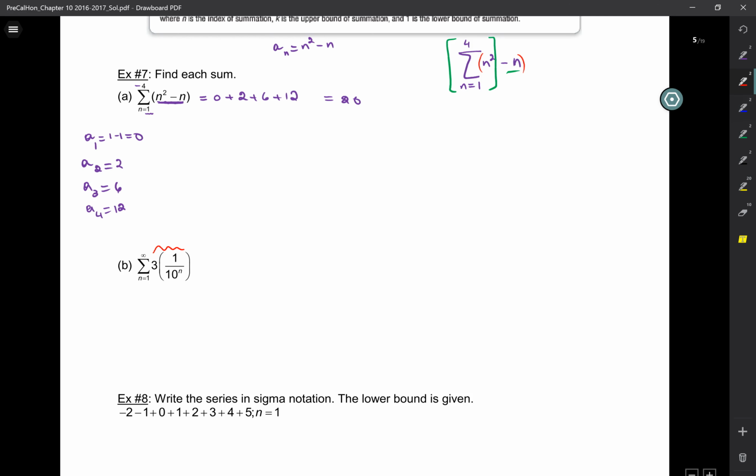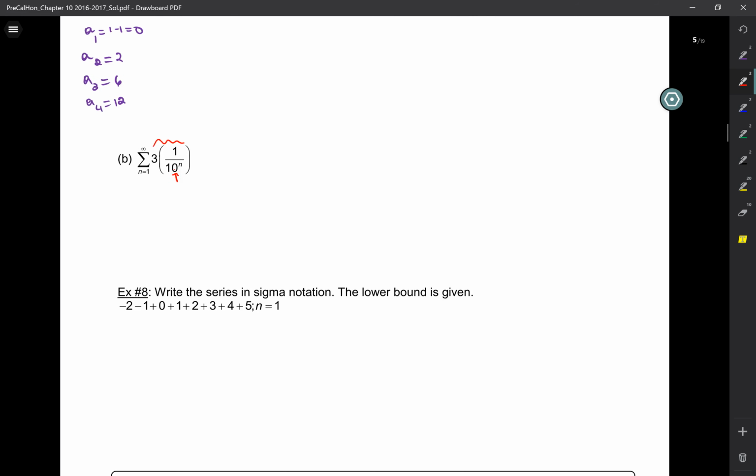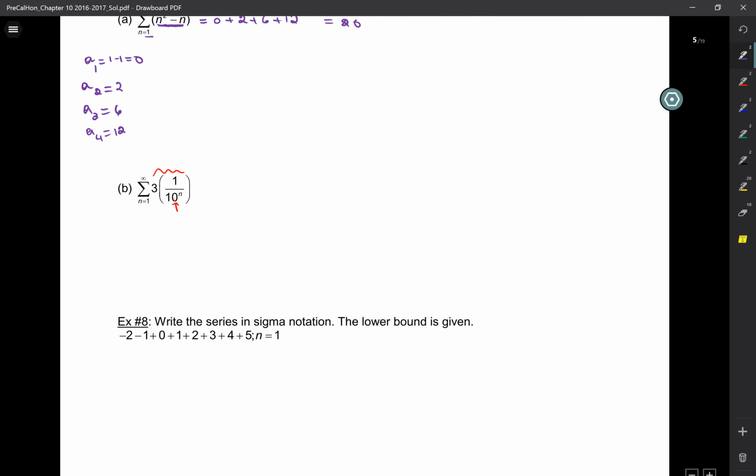Let's see. What do we have here in the denominator? What we saw earlier: a constant to the power of n. That means as n gets bigger, the denominator will get bigger, making the entire fraction smaller and smaller and smaller. Some people take a look at this and they just see it. I was never one of those people. I would have to write things down. So let's write things down. Let's just generate a couple of numbers and see what we get here. All right, A1 is going to be 3 times 1 over 10. Okay, that's just 3 over 10.